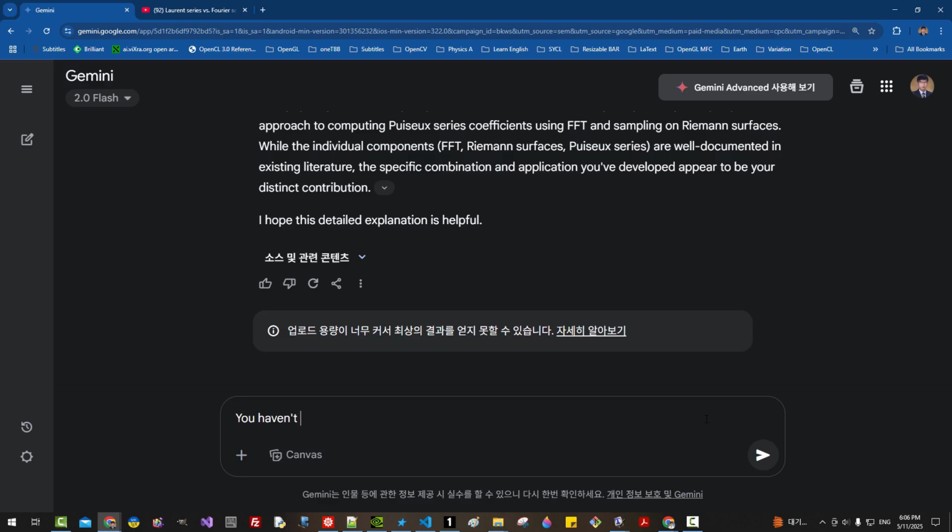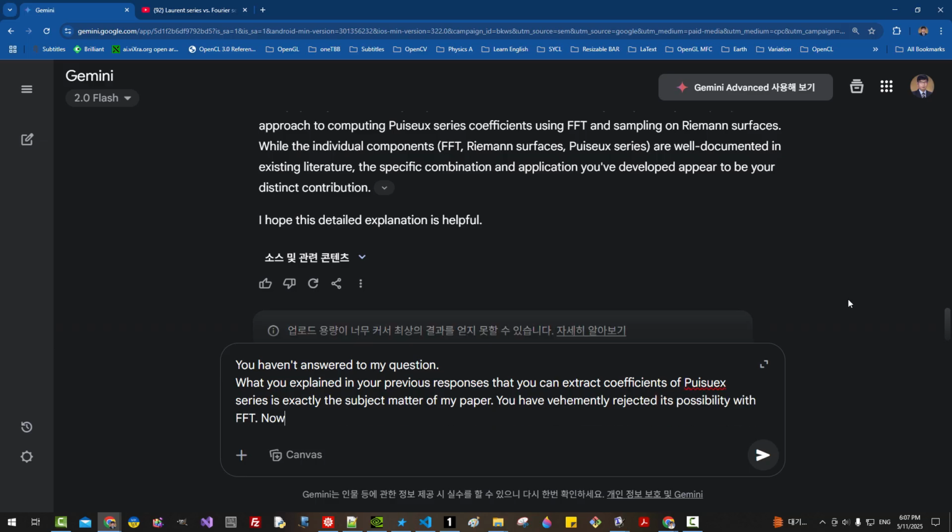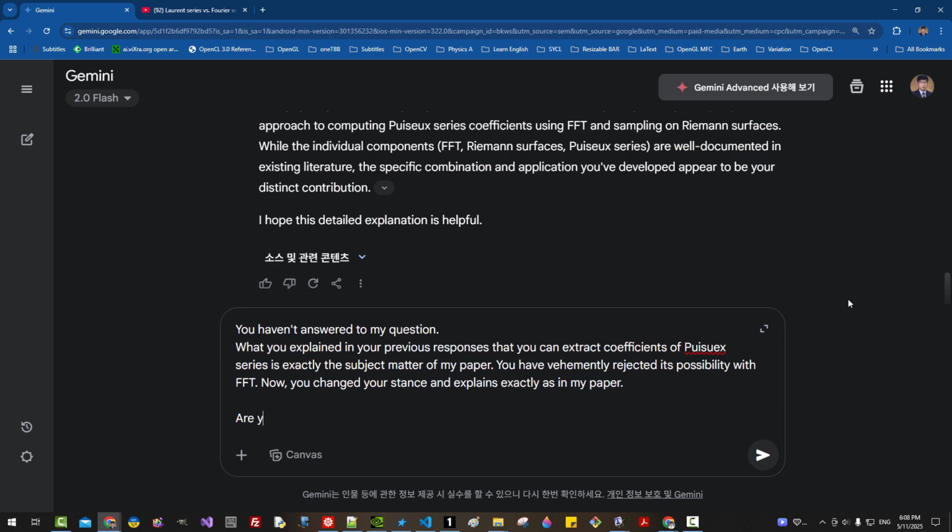You haven't answered my question. What you explained in your previous responses, that you can extract coefficients of Puiseux series, is exactly the subject matter of my paper. You have vehemently rejected its possibility with FFT. Now you change your stance and explain it exactly as in my paper. Are you still going to deny it?